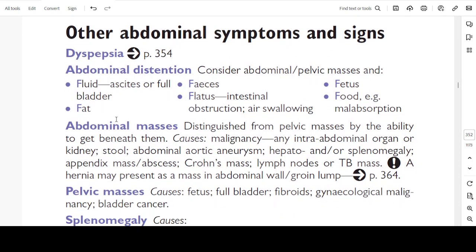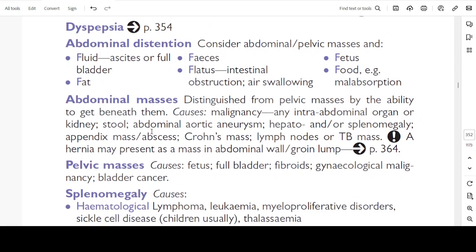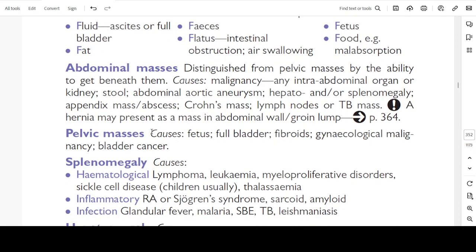Other abdominal signs and symptoms: dyspepsia, abdominal distension. Consider abdominal or pelvic mass. Whenever there is abdominal distension, consider whether there is an abdominal or pelvic mass, and whether there might be fluid, ascites, or a full bladder, whether there is fat, feces, flatus, intestinal obstruction or air swallowing, fetus, food, for example malabsorption. Abdominal masses: distinguish from a pelvic mass by the ability to get beneath them.